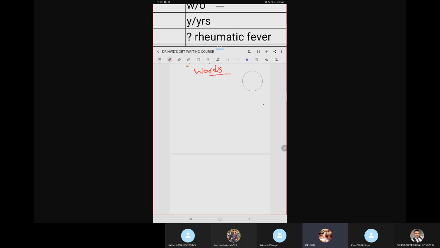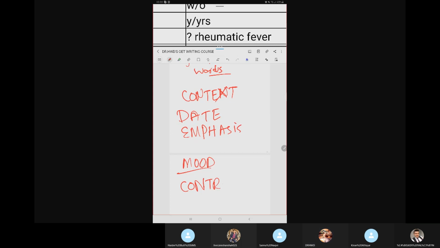Now, talking about more uses of the comma, it can be used to tell the context of a thing, right? Context. It is used to signify dates, right? Okay, it's used to put emphasis. All right, it is used to tell mood, right? It's used to do contrast. Okay, I'll tell you what it is. It's basically the same thing.